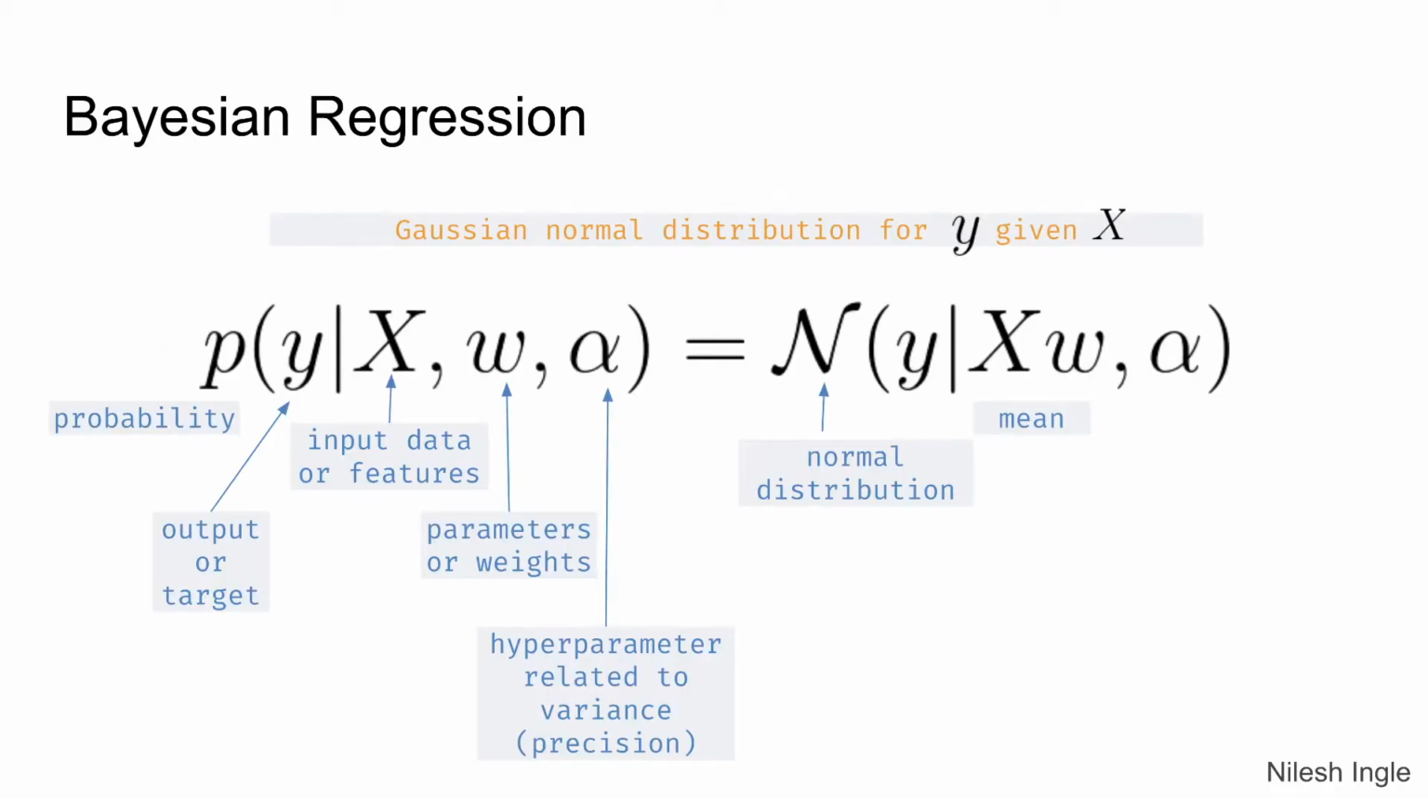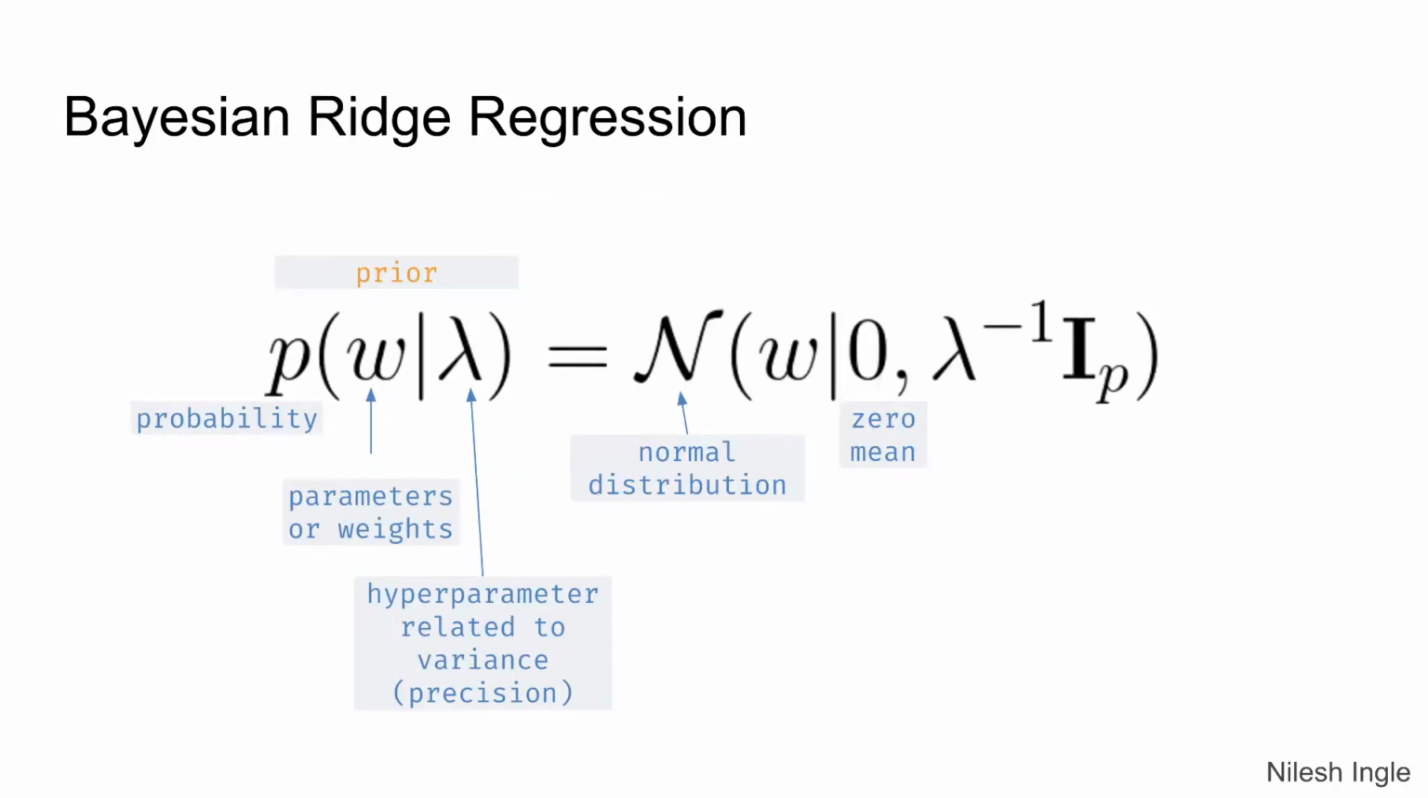Just a quick recap. This is the equation that we discussed in the previous video, where the Gaussian normal distribution for y, p of y given the input x, parameters w, and the hyperparameter alpha is denoted like this. When we are looking at ridge regression, we have the normal distribution which has a zero mean, as shown here, and that is what is used to calculate the priors. The priors are used to inform the calculation of current weights along with the data.